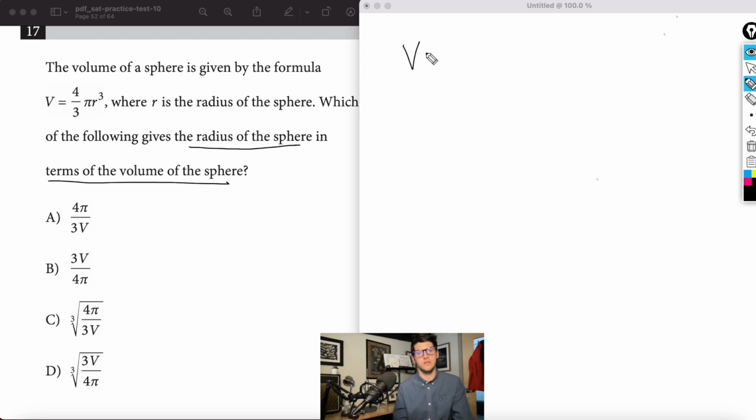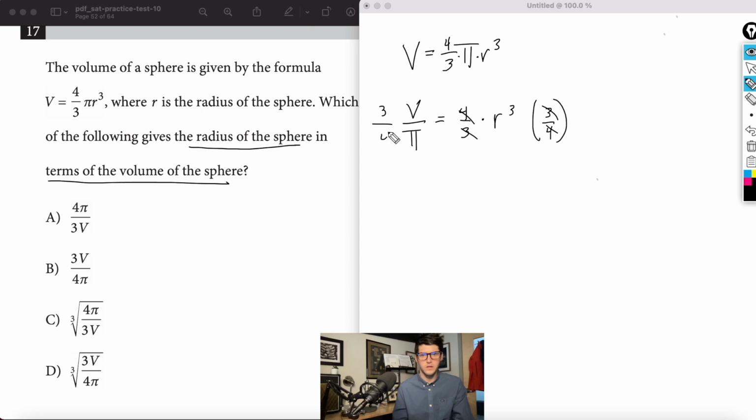So you would say V equals 4/3 pi r cubed, and then you would say, well, I need to peel layers away from this r. So first thing you might do is divide by pi. That equals 4/3 r cubed. Now you could divide by 3 and multiply by 4, which you could do in one step by saying let's multiply by 3 over 4. That would cancel here.